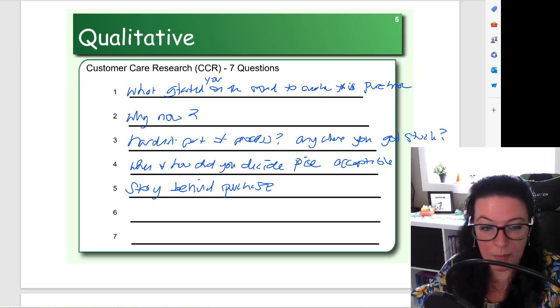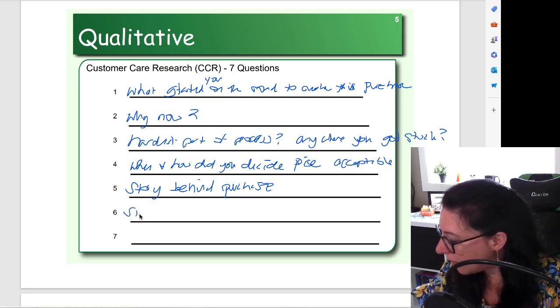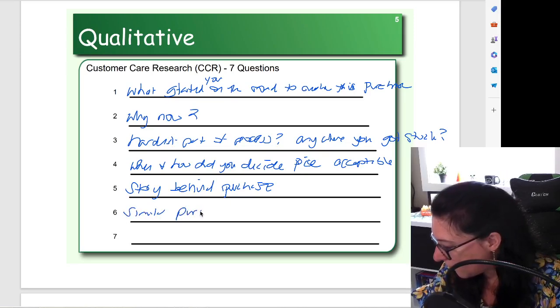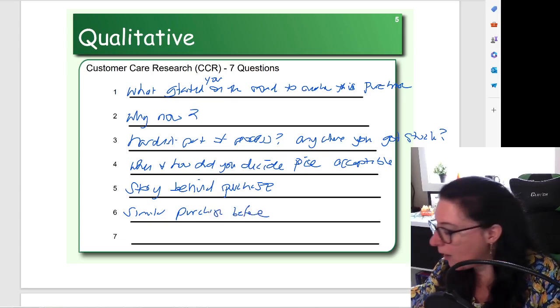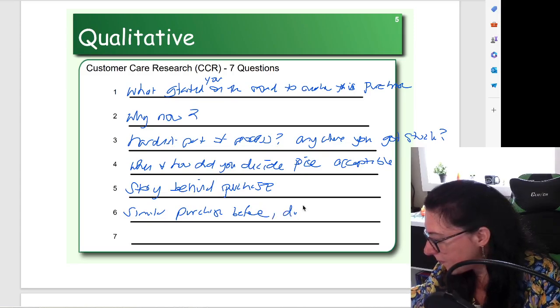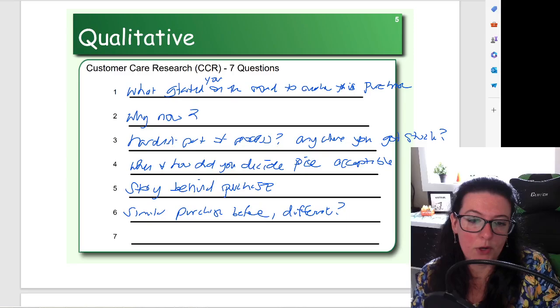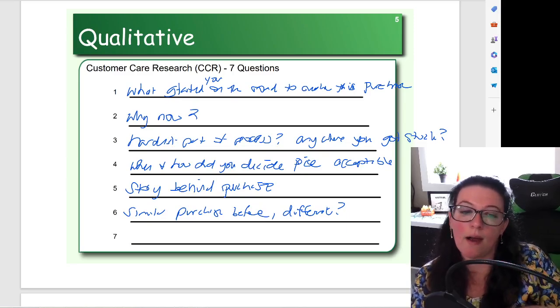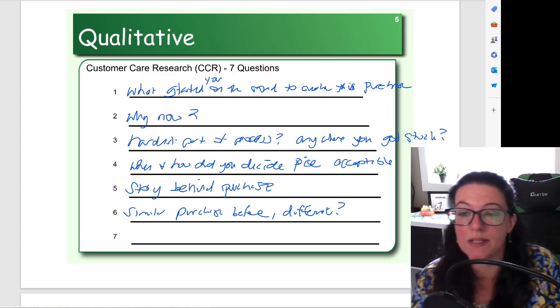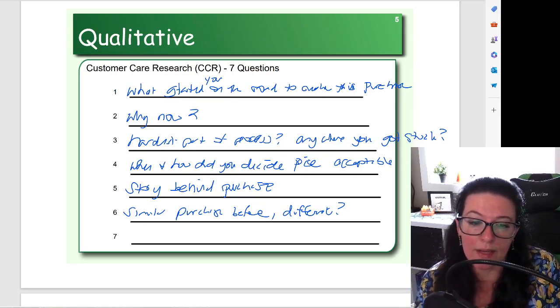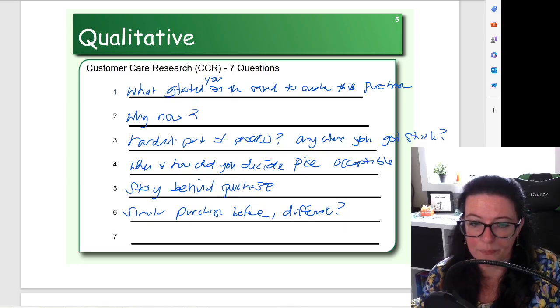And if they made a similar purchase before, what we want to know is how this is different. So if they made the purchase before, how does the story of the purchase, the decision-making process, differ this time from the last time?